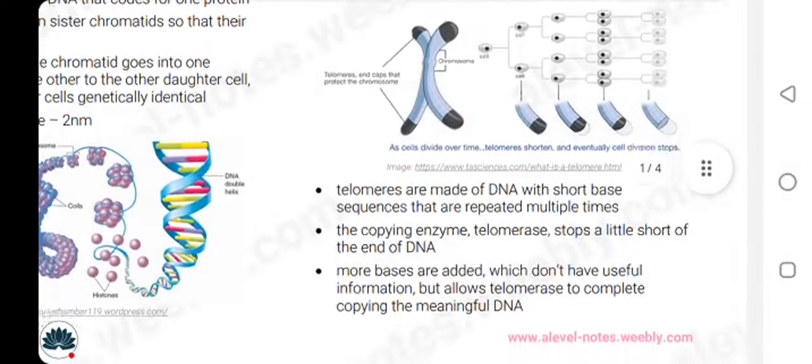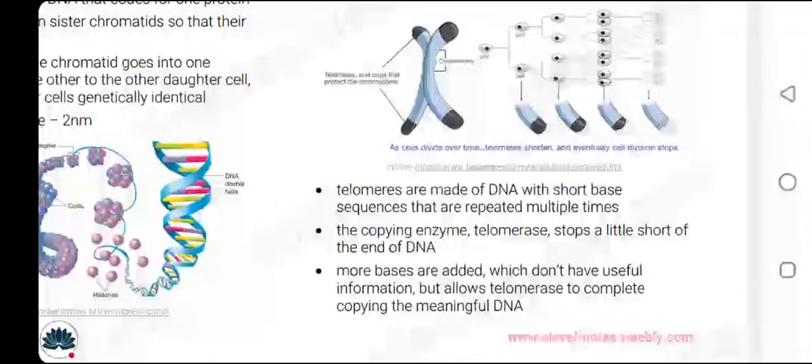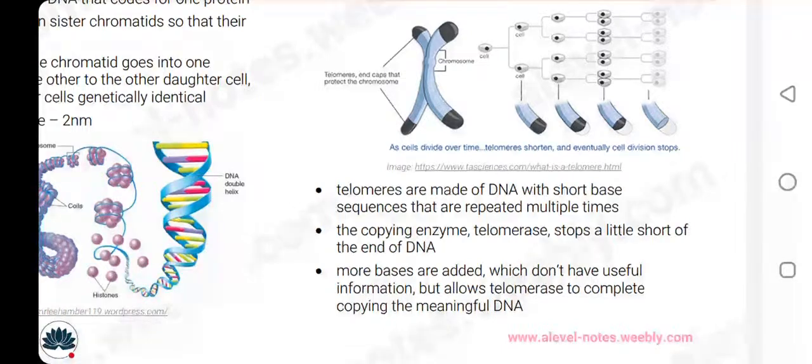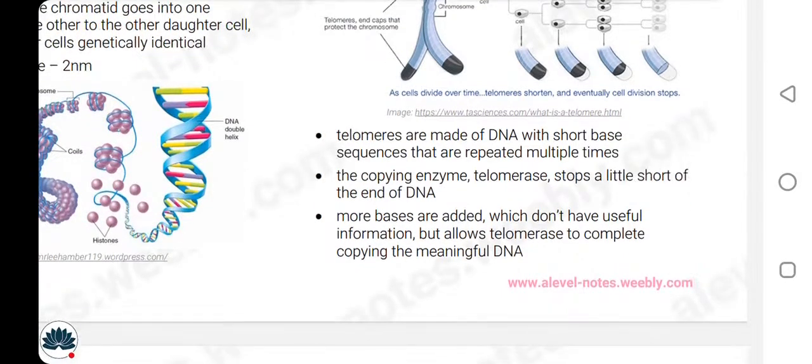As the cell divides over time, telomeres shorten and eventually cell division stops. Telomeres are made of DNA with a short base sequence that is repeated multiple times. The copying enzyme stops a little short of the end of DNA. So telomerase is the enzyme for the telomeres in the chromosome which makes sure that every gene has been copied. More bases are added which don't have useful information but allow telomerase to complete copying the meaningful DNA.